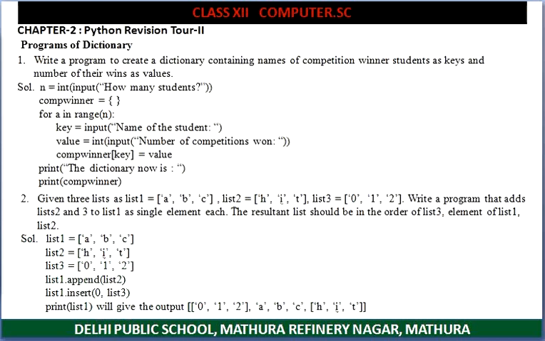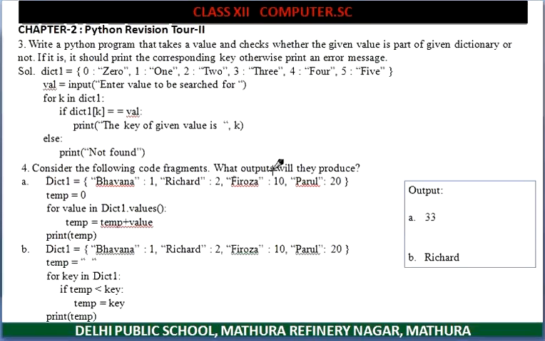Now next program. Now third program: write a Python program that takes a value and checks whether the given value is part of a given dictionary or not. If it is, it should print the corresponding key, otherwise print an error message. So here we initialize a dictionary with 5 key value pairs.